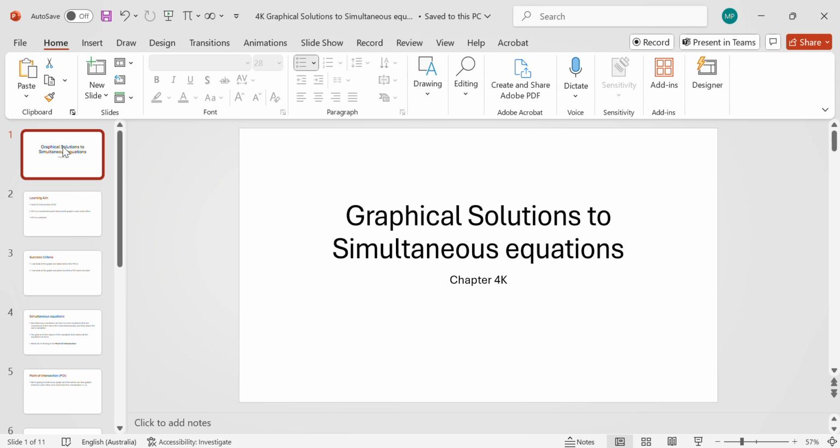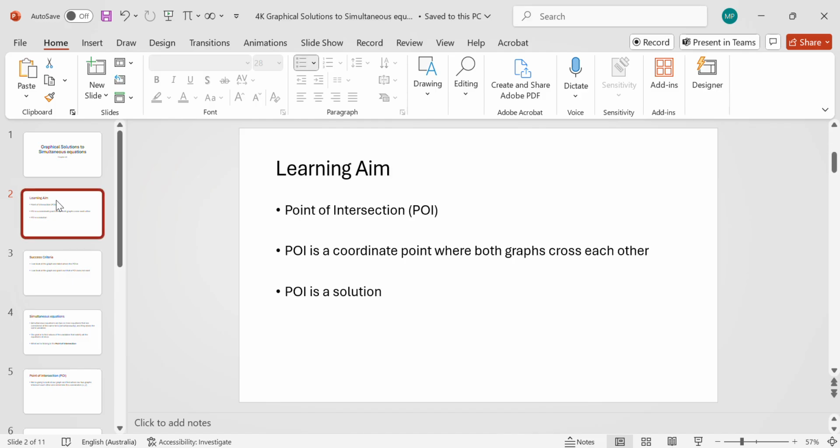Covering chapter 4K here, which is graphical solutions to simultaneous equations. Now, this is something that you wouldn't have experienced before, but it's fairly straightforward, we're just going the graphical route, okay? So hopefully after this, you should know what the point of intersection is, aka the POI. Just know that the point of intersection is a coordinate point where both graphs cross each other, and the whole point is that this POI is what we call a solution.